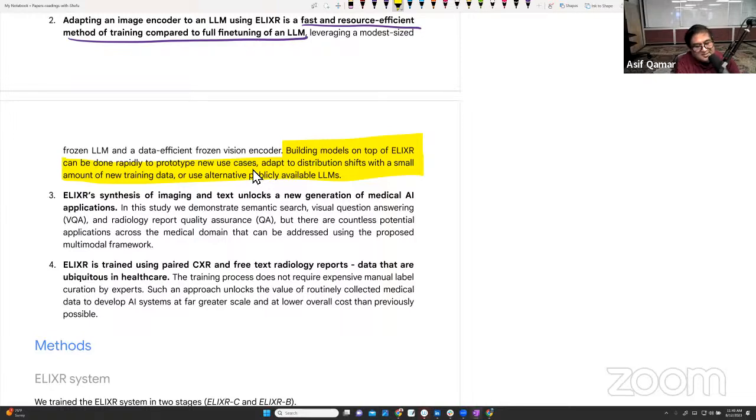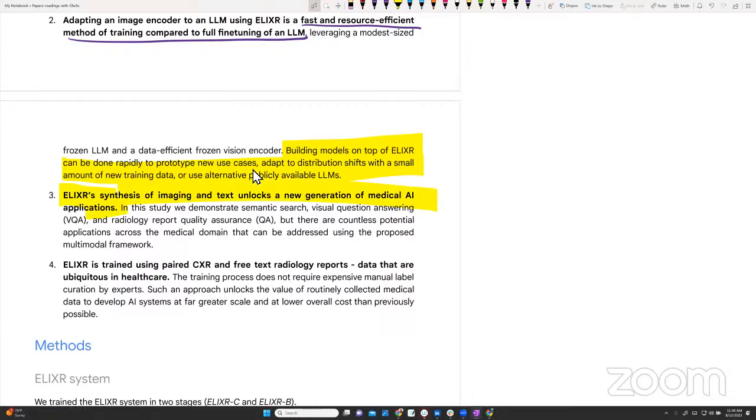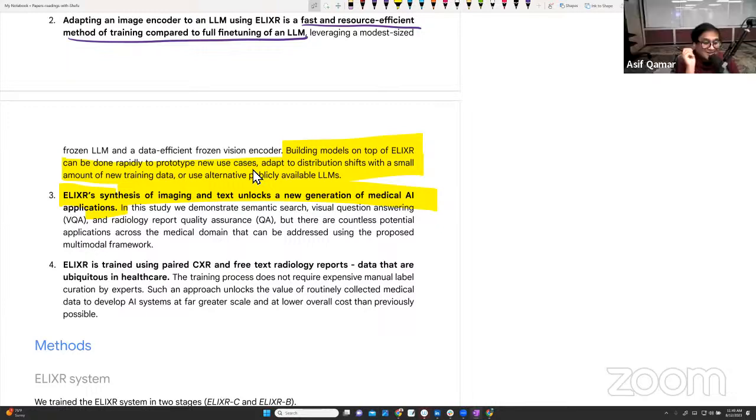Elixir's synthesis of image and text unlocks a new generation of medical applications. So this synthesis, of course, comes from that. I mean, do you bank on your word synthesis? This is synthesis between two different groups. So I think this will be released, or somebody will release it. Yeah, nice. Let's see, Shalini, when it comes out. I'm eagerly looking forward to it, at least.